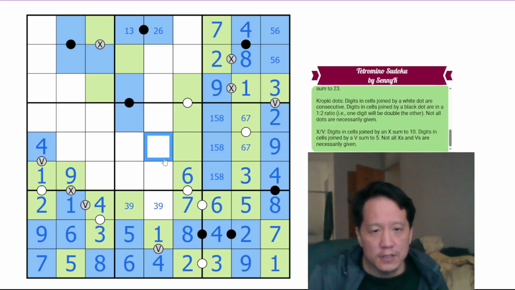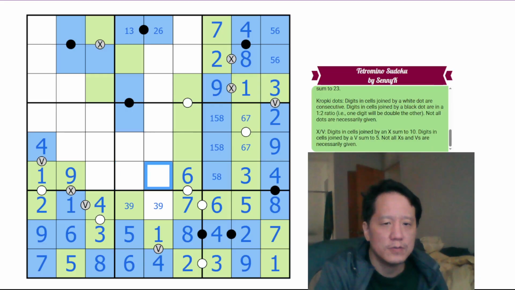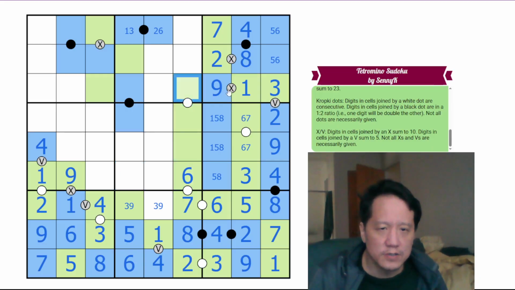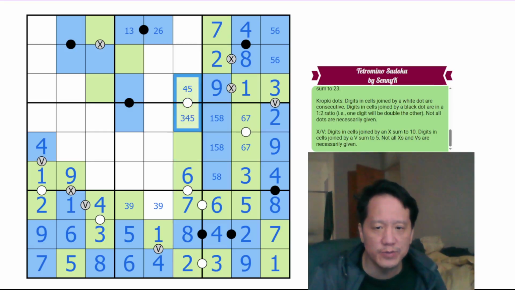Remaining digits in column. This can't be 1 because of 1 in the row. These are consecutive. No 1, no 9, no 6, 7, or 8, so it's 3, 4, 5. This can't be 3. One of these is guaranteed to be 4.